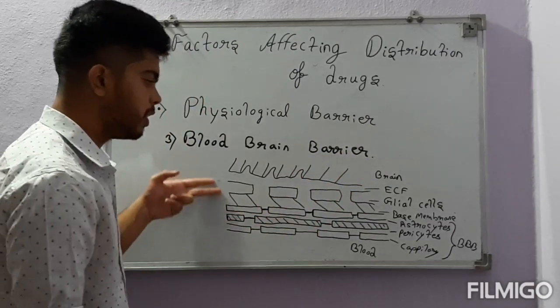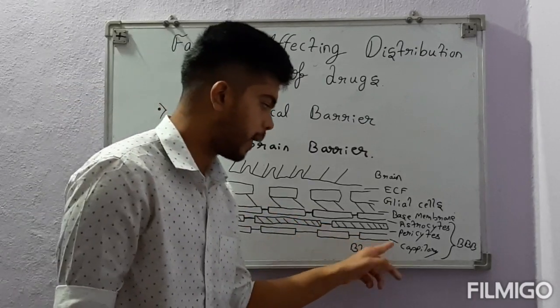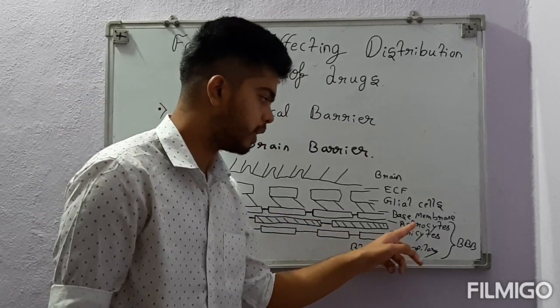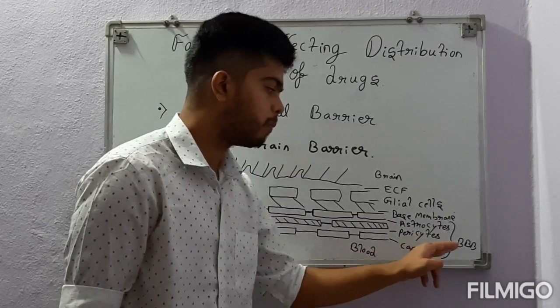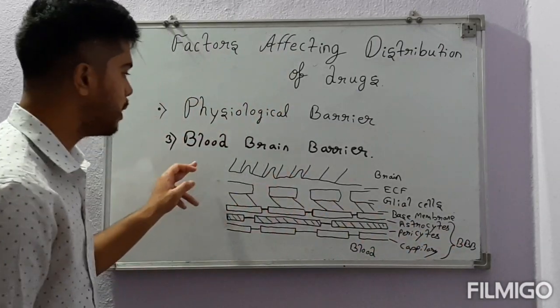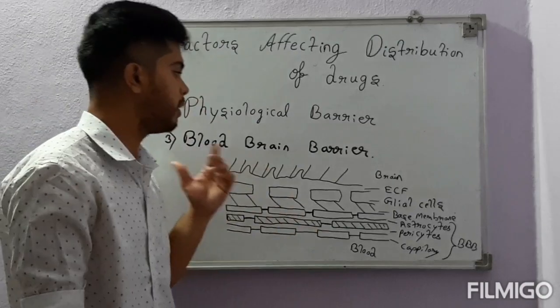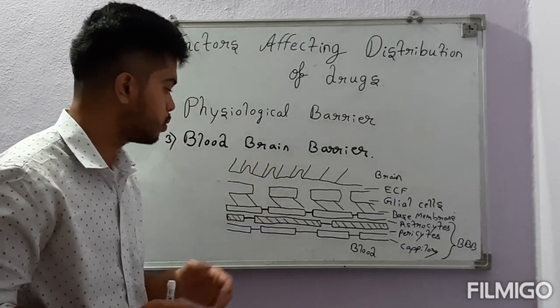So we have various membranes, and the capillary, the pericytes and the astrocytes, all three together, form our blood-brain barrier, the BBB. So this is the blood-brain barrier. I hope you got it.